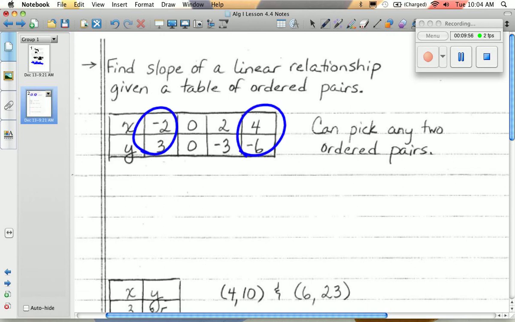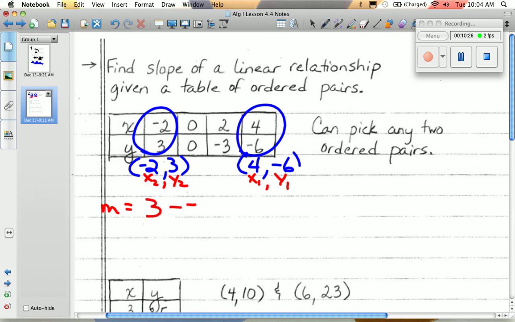Okay, so I'm going to let this one be ordered pair -2, 3, and ordered pair 4, -6. Maybe we'll let this one, just for the fun of it, be the x sub 2, y sub 2 this time, and this one will be the x sub 1, y sub 1, to show that it really does not matter which one's which, and then we'll find our slope. Okay, so the way I have them labeled here, I'm going to start with the 3, take away the negative 6, negative 2, take away the 4.